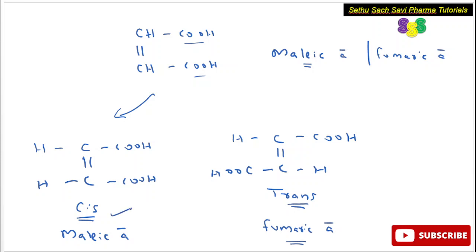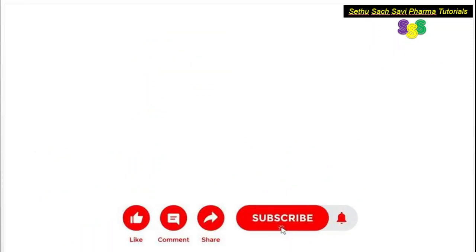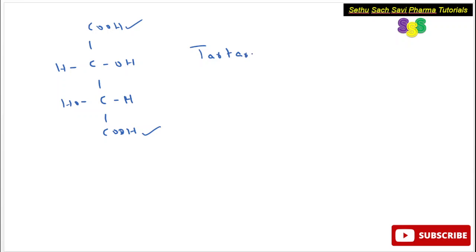Maleic acid is the cis form, whereas fumaric acid is the trans form, and both are dicarboxylic acid containing compounds. There are two carboxylic acids. Now coming to the next dicarboxylic acid containing compound. Apart from this, take the example of tartaric acid. Tartaric acid is also a dicarboxylic acid containing compound. The structure of tartaric acid is like this. There are two COOH groups, so this is called tartaric acid.